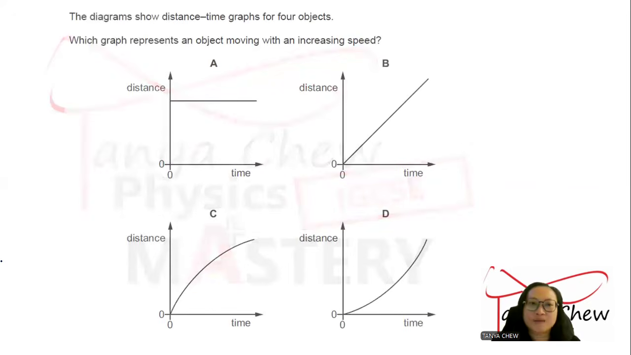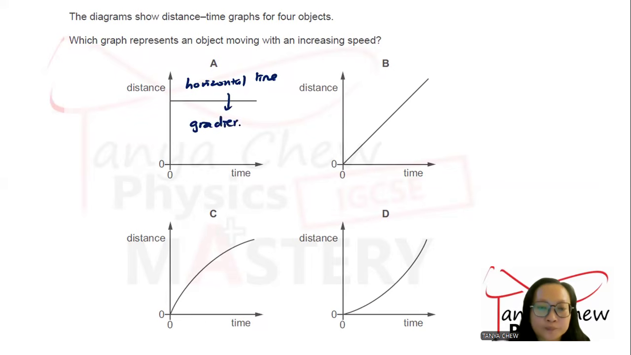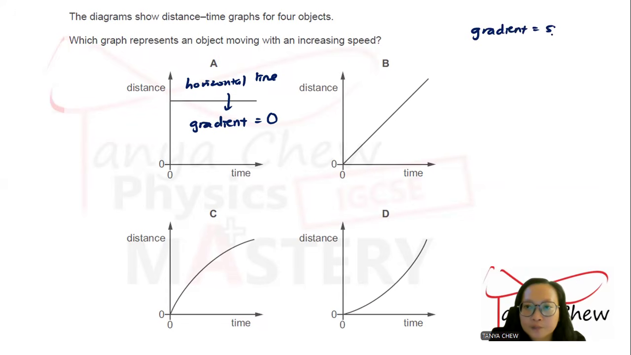The next one, the graphs show distance-time graphs for 4 objects. Which graph represents an object which is moving with increasing speed? Now, I want to talk about the graphs one by one. Graph A is a horizontal line graph. A horizontal line graph will always give you zero gradient. For a distance-time graph, bear in mind that gradient represents speed. So since A has zero gradient, the object is not moving. B is called a straight line graph.